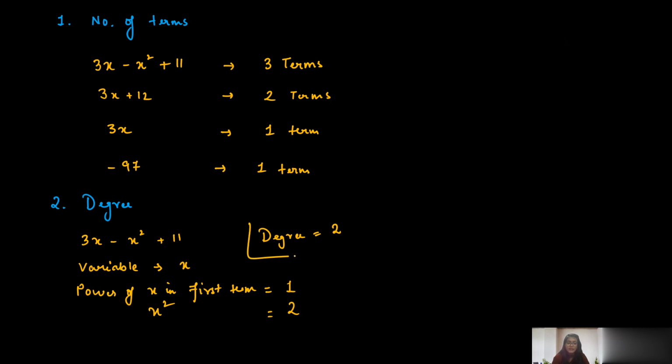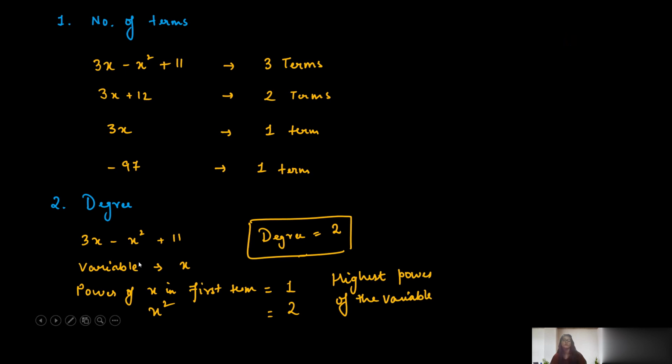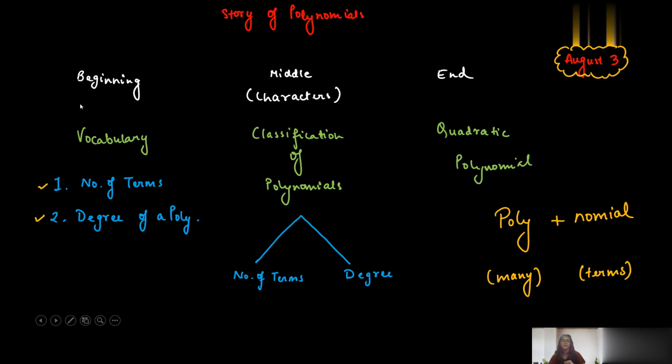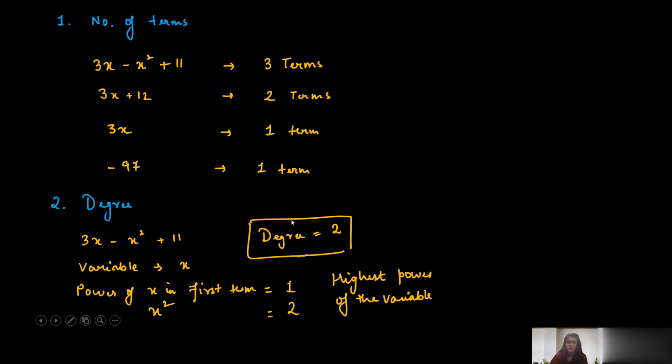So we say that degree is the highest power of the variable. It's very simple, I will not spend much time on this. This was the beginning of our story. We learned about the vocabulary. Now we will see the characters of our story. For this, we will do classification.